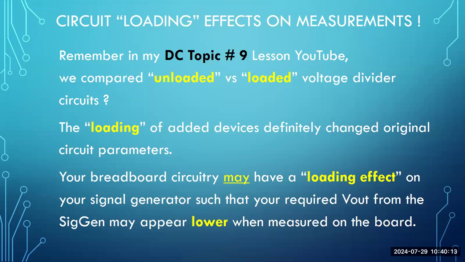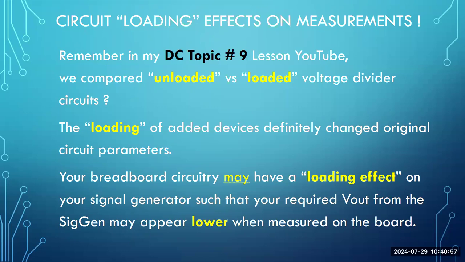In the second paragraph, the loading of added devices definitely changes the original circuit parameters. We just can't tack on something to the signal source and expect everything to remain unaffected. A load, if you will, is anything that has current flowing through it. Your resistor is a load, your switches are a load, your potentiometer that we've played with previously is a load, your air conditioner is a load on your electrical system, your refrigerator is a load. If it has electricity flowing through it, then it's called a load on the electrical circuit.